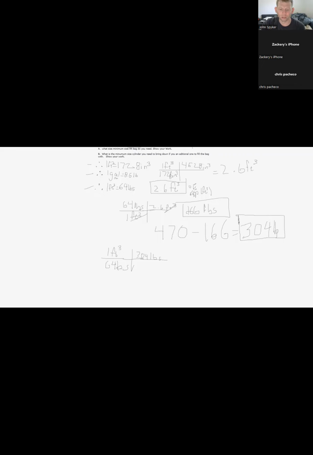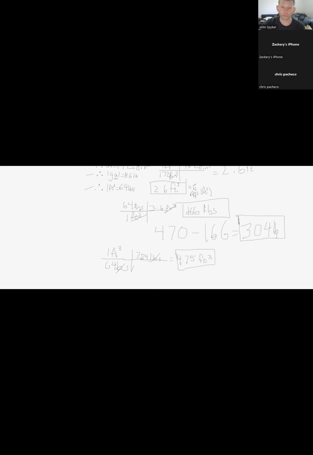But anyway, so it's 304 pounds divided by 64. 304 divided by 64 is 4.75. So 4.75 cubic feet of air I would need.